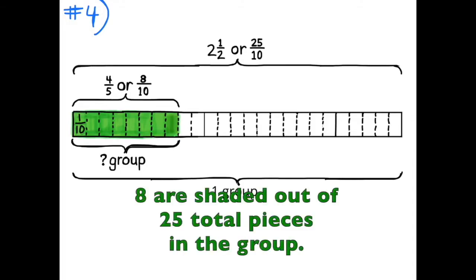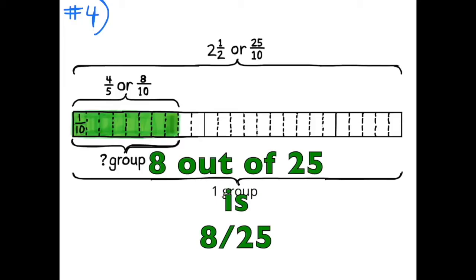There are 25/10 total, but only 8 of them are shaded. 8 shaded out of 25 in the group is 8 out of 25, which is 8/25. 4/5 is 8/25 of 2.5.